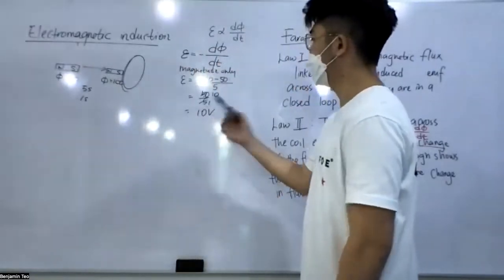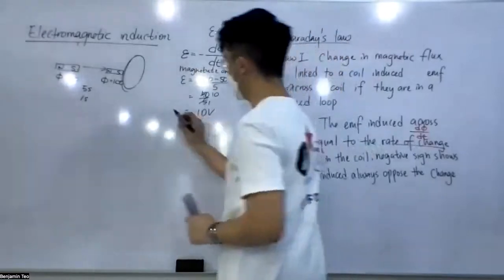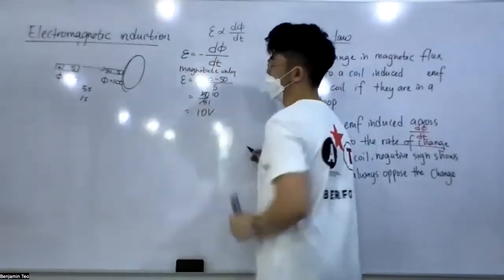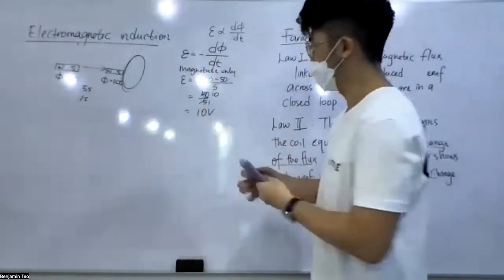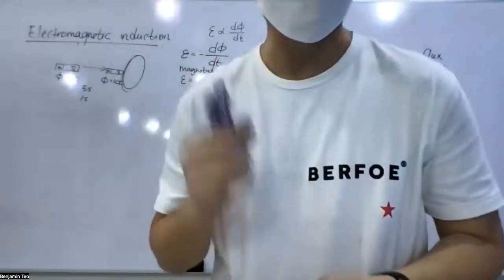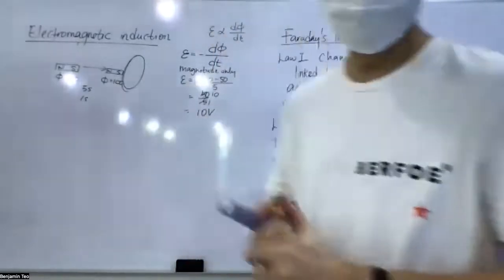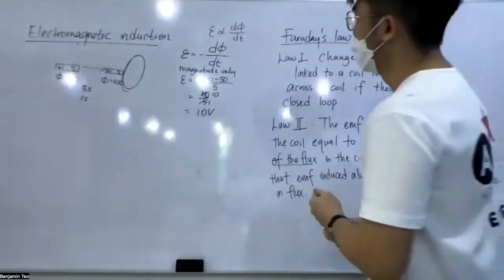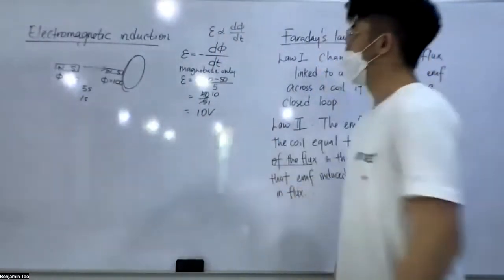But actually the EMF has a negative here because of this negative. But in the exam, it really doesn't matter. If you write 10 volt or negative 10 volt, they will still give you correct based on the answer scheme. So this is just magnitude.